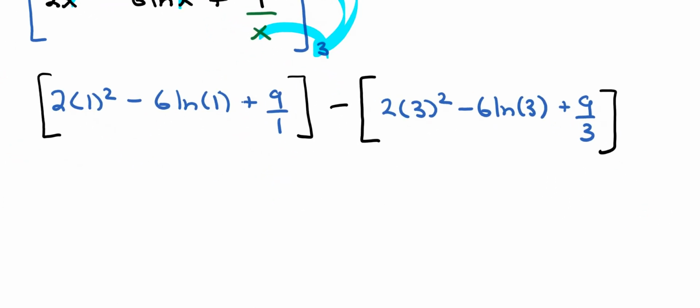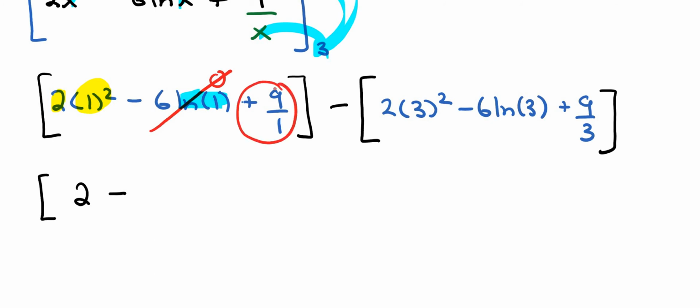And after that, let's just go ahead and do our best to evaluate all the individual terms. So 2 times 1 squared. Well, 1 squared here is just 1, so 1 times 2 is just 2. Minus ln of 1 here is just 0, so this whole term is just gone, and plus 9 over 1 is just 9. So it's going to be 2 plus 9 for that first bracket, and that's because this middle term is going to 0.